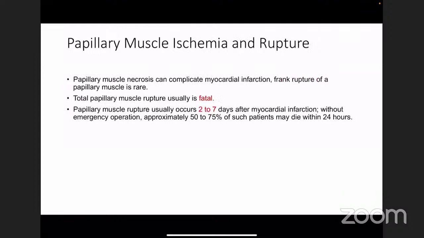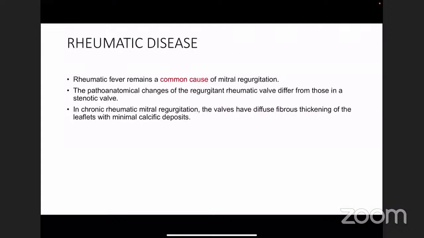Papillary muscle ischemia and rupture. Papillary muscle necrosis can complicate myocardial infarction. Frank rupture of the papillary muscle is rare. Total papillary muscle rupture is usually fatal. Papillary muscle rupture usually occurs 2 to 7 days after myocardial infarction. Without emergency operation, approximately 50 to 75% of such patients may die within 24 hours.